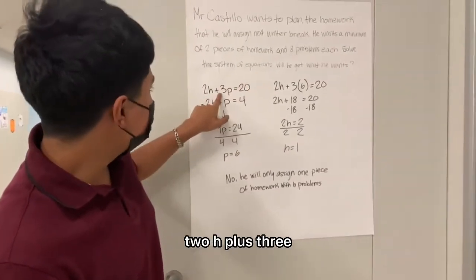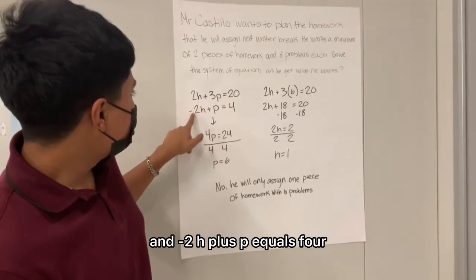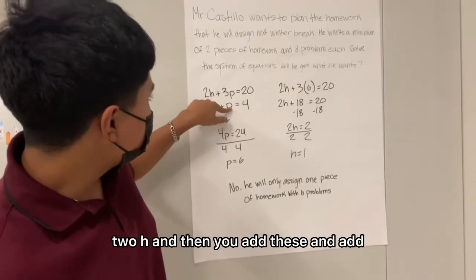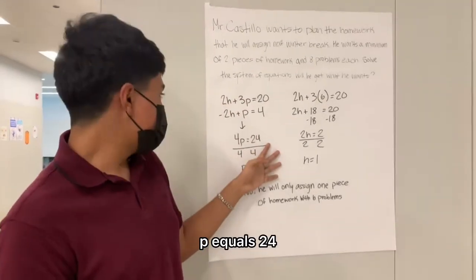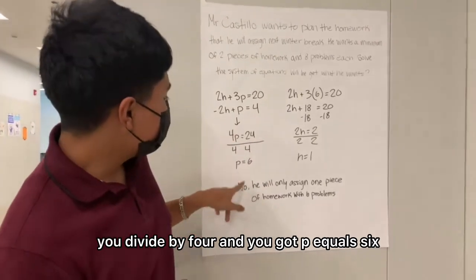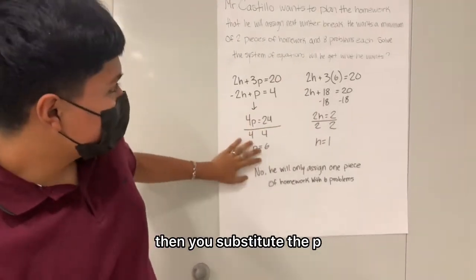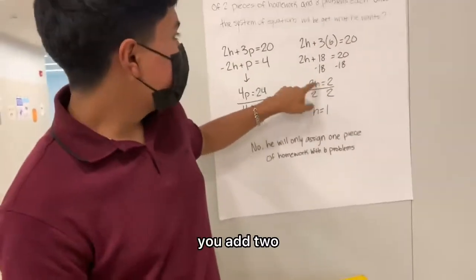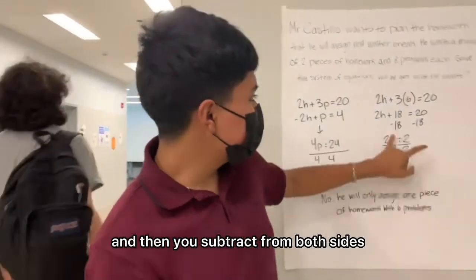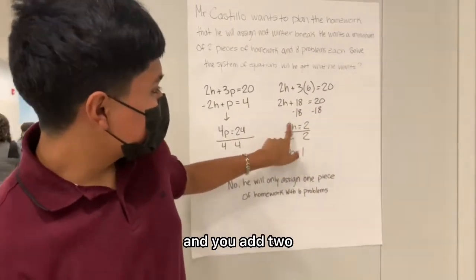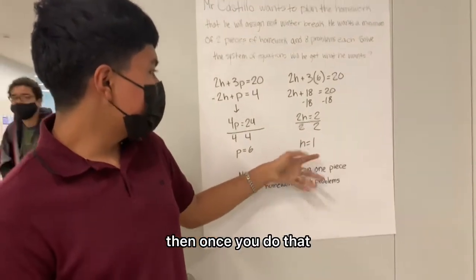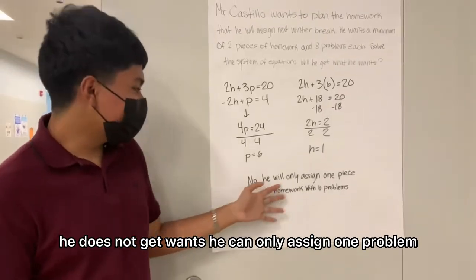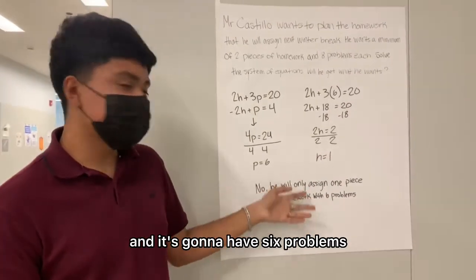So, these are the equations: 2h plus 3p equals 20, and negative 2h plus p equals 4. You add the two equations so the 2h cancels, which gets you 4p equals 24. You divide by 4, and you get p equals 6. Then you substitute the p into this equation, which is 2h plus 3 times 6 equals 20. You get 2h plus 18 equals 20, and then you subtract 18 from both sides, and you get 2h equals 2. And then once you do that, you get h equals 1, and he does not get what he wants. He can only assign one piece of homework, and it's gonna have 6 problems.